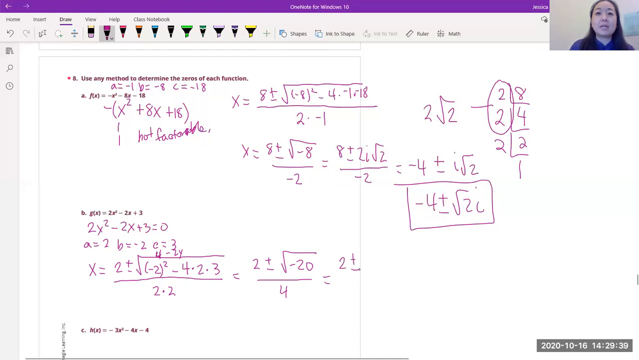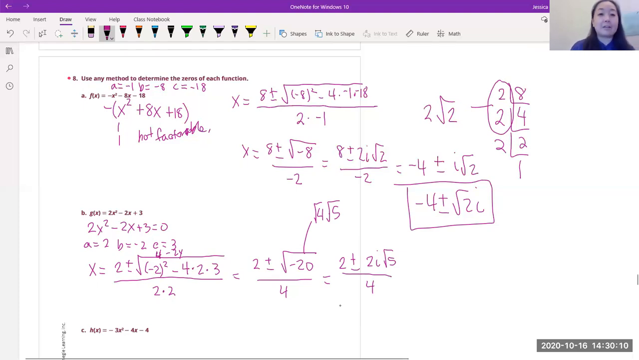So 2 plus or minus. So again, 20 definitely has a perfect square, right? So another way you can do this, remember, it's like 4 times 5, because I'm picking 4 instead of 2 times 10 because 4 is a perfect square, right? So what's the square root of 4? 2. So this is 2. Don't forget your i because that was negative on the inside. Square root of 5. Okay, and then over 4.